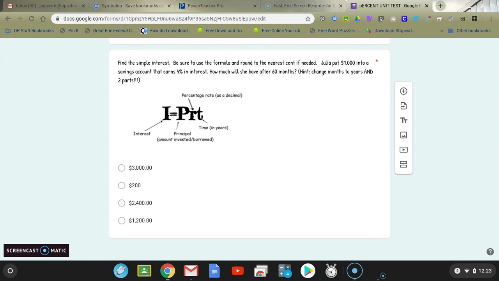Last question. Find the simple interest. Be sure to use the formula and round to the nearest cent if needed. Julia put $1,000 into a savings account that earns 4% in interest. How much will she have after 60 months? Hint, change the months to years. Look at your review sheet. We talked about that. There wasn't an example, but we talked about it. Or look at your notes, how to change months to years. And it's 2 parts. So first find your interest. Once you find your interest, then you have to do something with your interest and your $1,000.